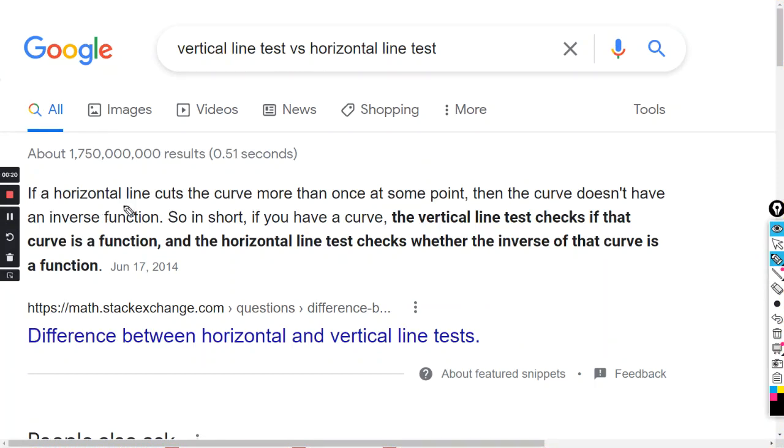It says if a horizontal line cuts the curve more than once at some point, then the curve doesn't have an inverse function. So that's what we'll be using here. In short, if you have a curve, the vertical line test checks that the curve is a function. The horizontal line test checks whether the inverse of that curve is a function.